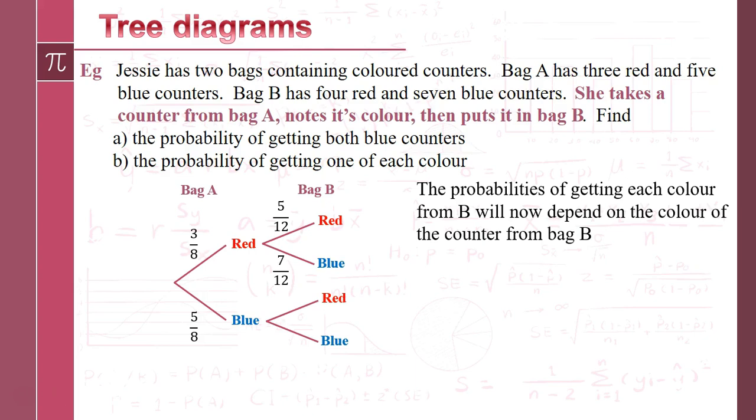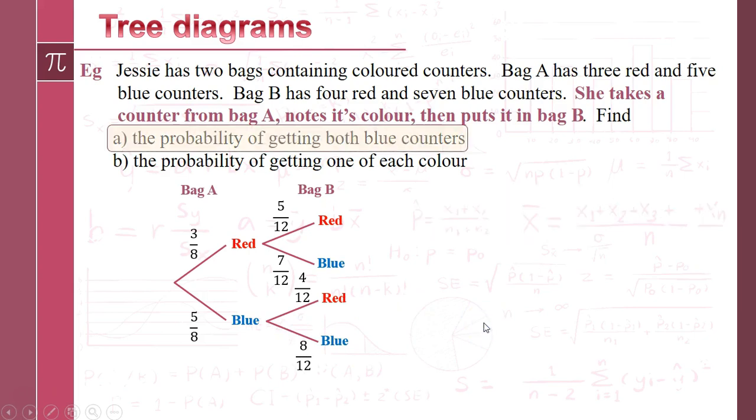And if we go on to now our blue counter, so we originally took a blue counter from our first bag, put it into the second bag. So reds, I've still got 4 reds in there, but I've now got 12 counters in the bag. And clearly, if I had 7 blues originally, I've now got 8. So that one's going to be 8/12. So again, probability of getting both blue counters, that's going to be down here, blue times blue, so it's going to be 5/8 times 8/12, which is 40/96.